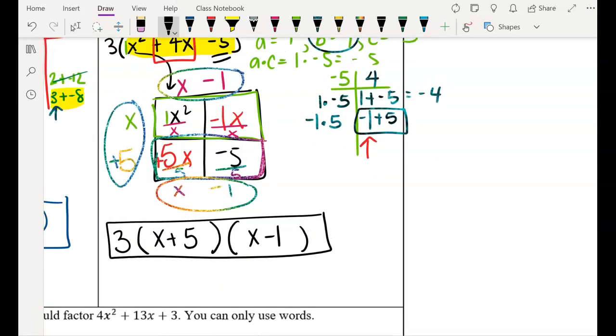So our final answer has 3 factors because a GCF is a factor.